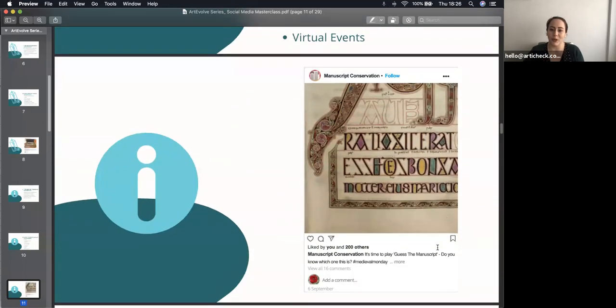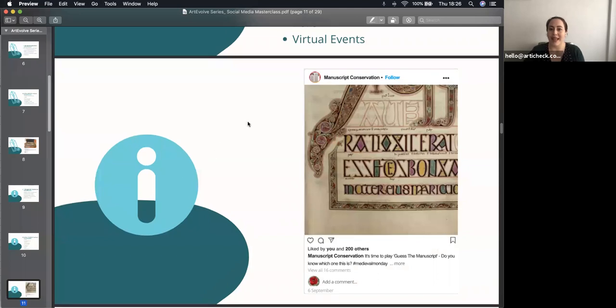So here is an example of a piece of original content. Now, this would be a manuscript conservation studio, something like that. And this is an image. It's not actually an image that belongs to them. They probably have never touched this particular manuscript because it is a very famous one. But this is the material that they tend to work with, and their audience is going to be interested in this.